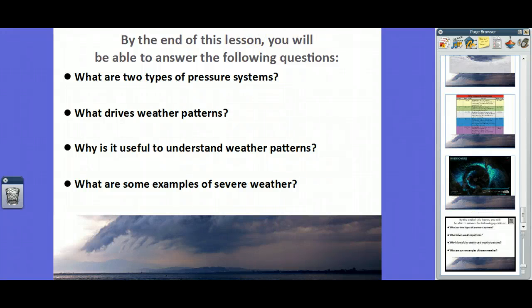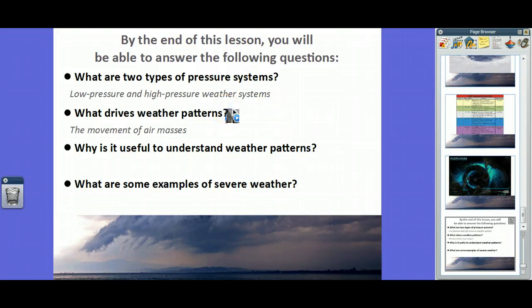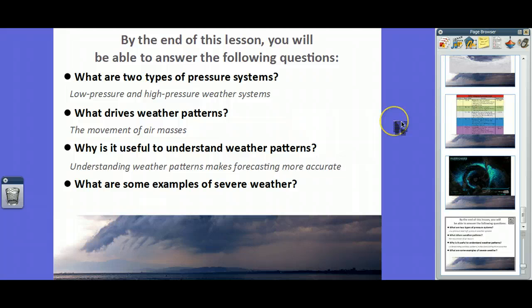By the end of this lesson, you should be able to answer these questions. What are two types of pressure systems? Well, of course, they're high pressure and low pressure systems. What drives weather patterns? Well, it's the movement of air masses. And where those collide are what we call fronts. And why is it useful to understand these patterns? Well, understanding weather patterns makes forecasting more accurate, which we'll talk about in our next lesson. And finally, what are some examples of severe weather? Well, thunderstorms, tornadoes, hurricanes, and blizzards.